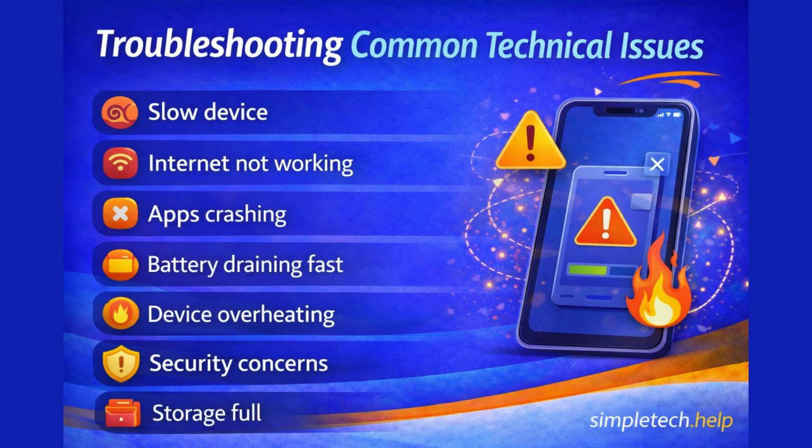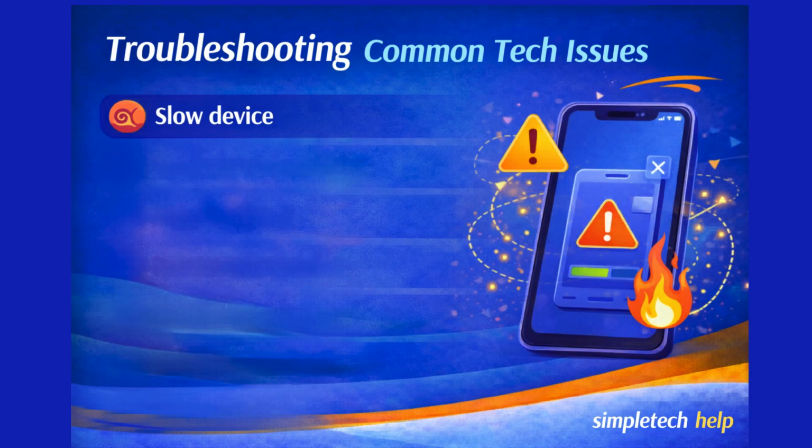Troubleshooting common tech issues. Slow device. If your phone or computer feels slow, close background apps. Restart your device. Check your storage. If it's full, performance drops. Real-world example: if your phone freezes when switching apps, it's often because too many are running at once.